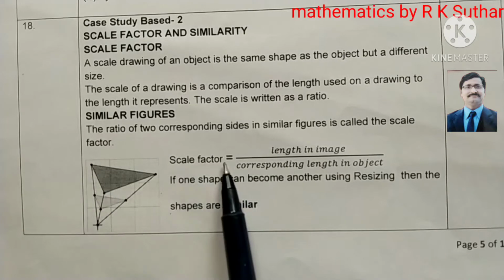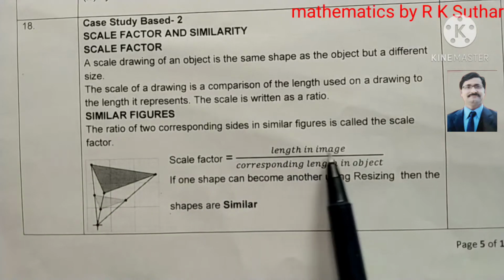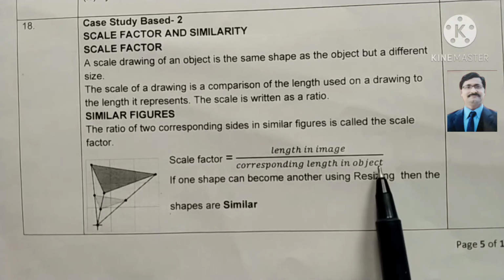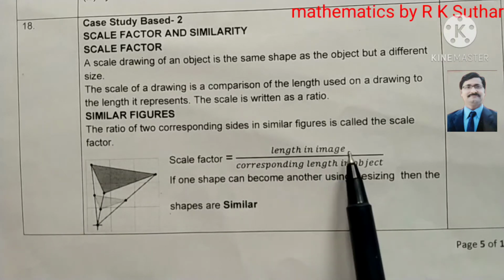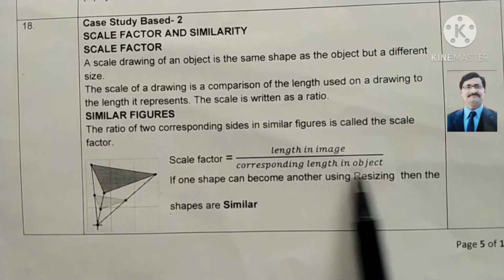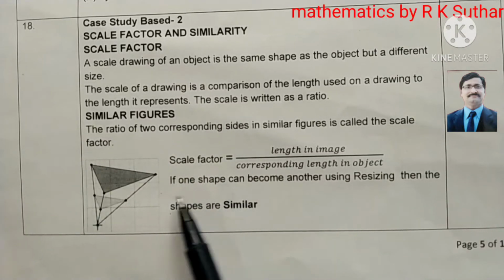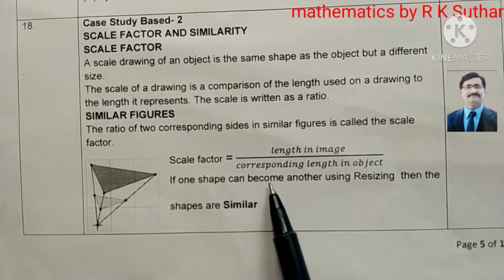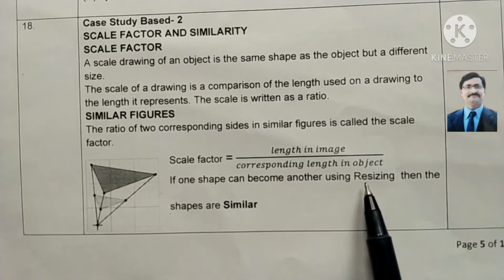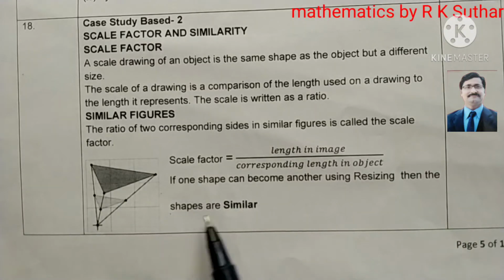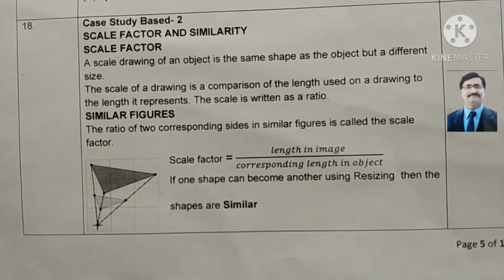Look here, scale factor is the length in the image upon the corresponding length in the object. Okay, the image length upon the corresponding length of the object. This is called the scale factor. And if one shape can become another using resizing, then the shapes are similar.